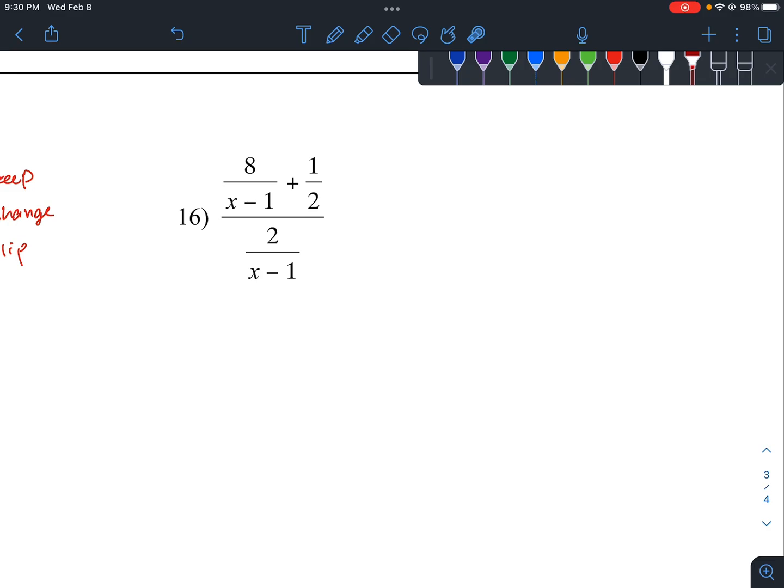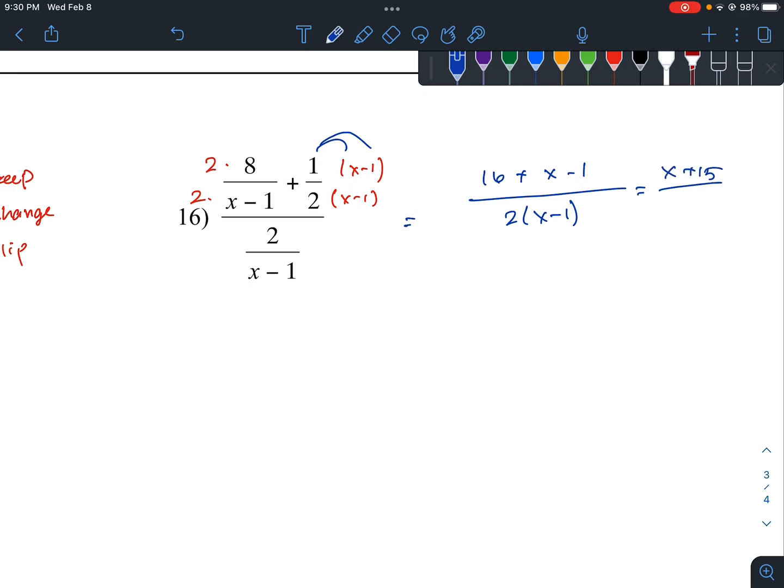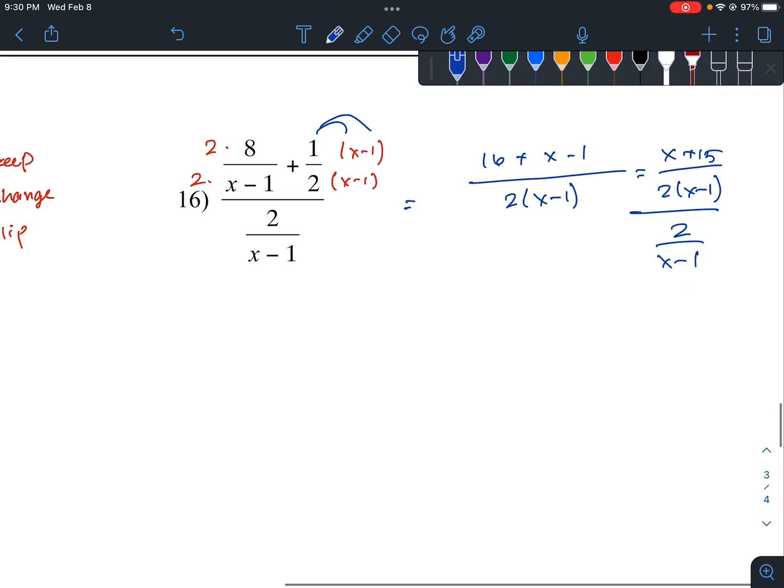Okay, and doing the same thing over here, I'm going to combine those. So I'm going to multiply the top and bottom by x minus 1, multiply by 2, multiply by 2. Okay, so then I'm going to get 16 plus x minus 1 divided by my common denominator of 2 and x minus 1. And that's equal to x plus 15 over 2 and x minus 1. And that's all over 2 and x minus 1. So let's use a keep, change, flip. So I'm going to keep the top.